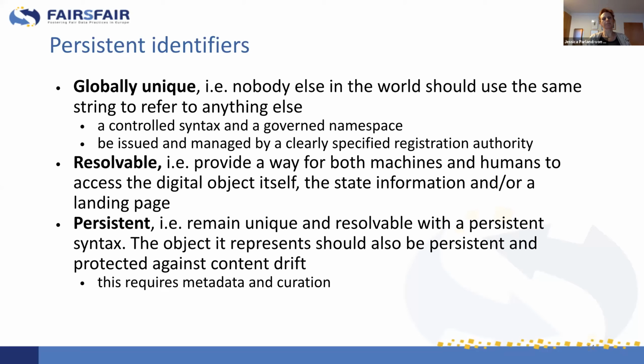managed. Then the other criteria would be that they are resolvable, that they provide a way for both humans and machines to access the thing that they represent or some information about it, the status information, a landing page. They should be in some way machine actionable. And then they should be persistent, representing the same thing forever. That's what's agreed upon, that it should be protected against content drift, and this should be transparent. This of course requires metadata and curation for the object itself and also the PID.